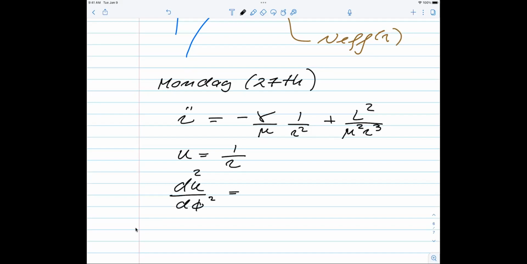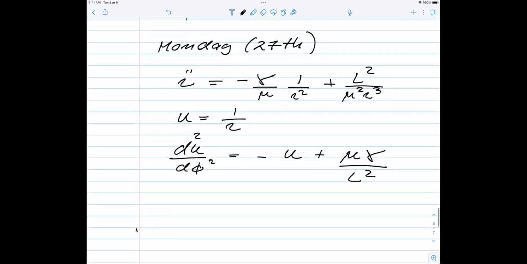And this differential equation is going to be equal to, in our case, a term which goes like minus u plus mu times this parameter gamma divided by L squared. So this is the equation which we're going to solve at the end. And this equation has an analytical solution. So u is 1 over r. And it has an analytical solution which is going to be given by A times cosine of phi minus delta. So on Monday next week, we are going to show that.